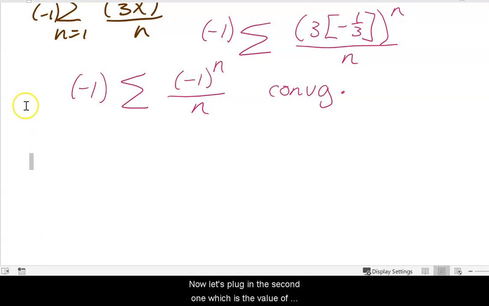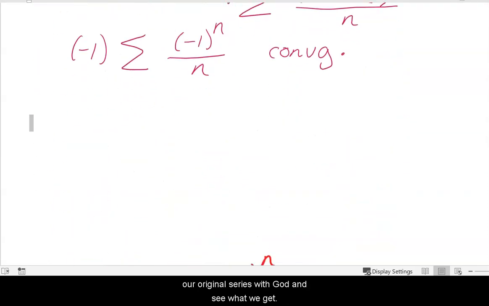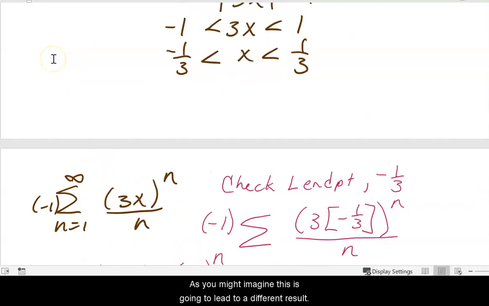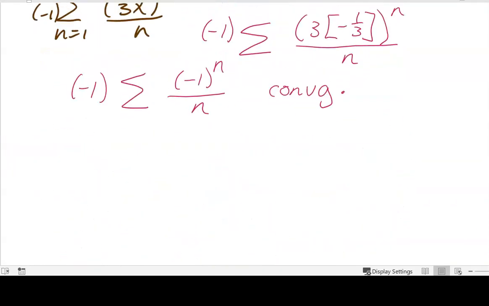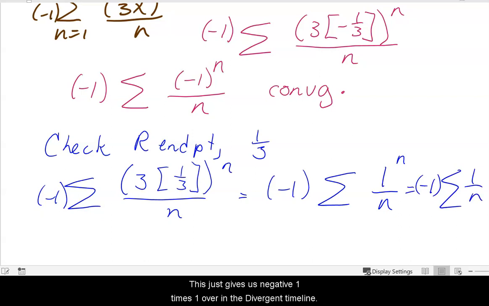Now let's plug in the second one, which is the value of +1/3. We'll take the 1/3 and again replace the x in our original series with that and see what we get. As you might imagine, this is going to lead to a different result. In this case, we are going to end up with the following. Note that this gives us the harmonic series, since 1 to any finite power is always 1. This just gives us -1 times 1 over n, the divergent harmonic series. This tells us that we cannot include the right endpoint.